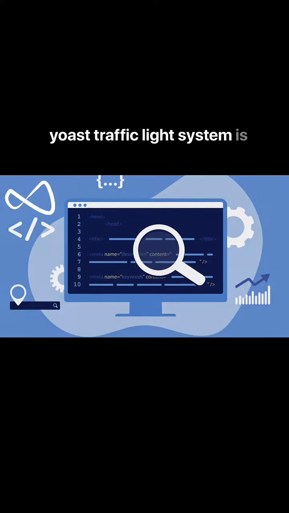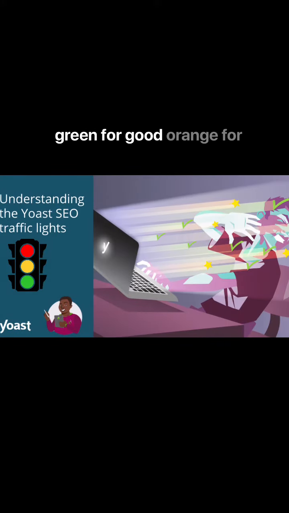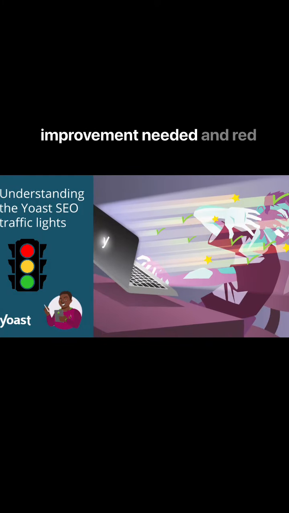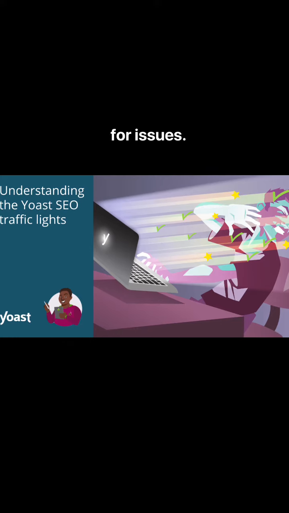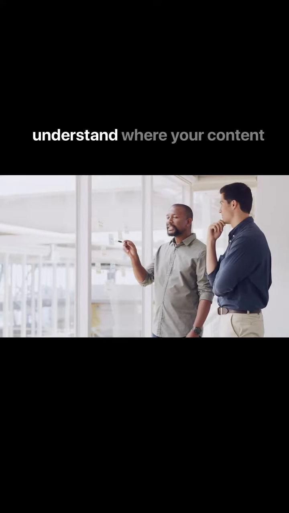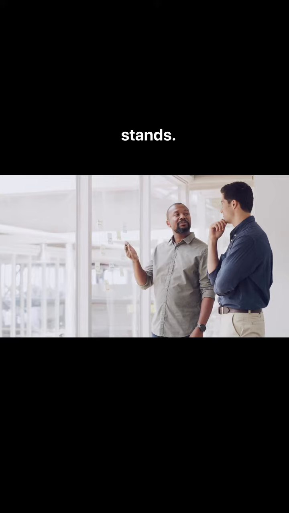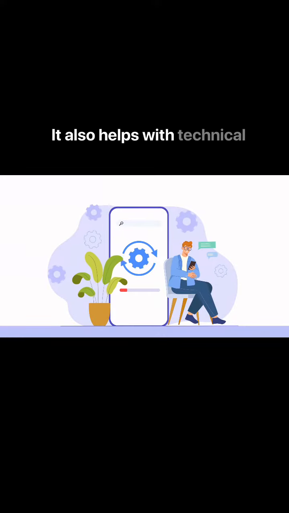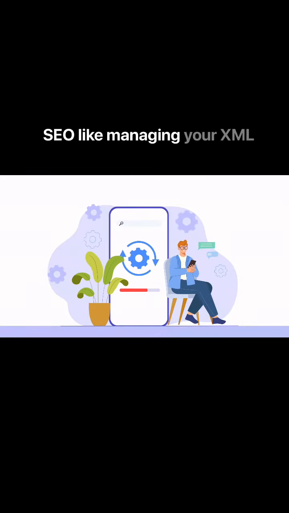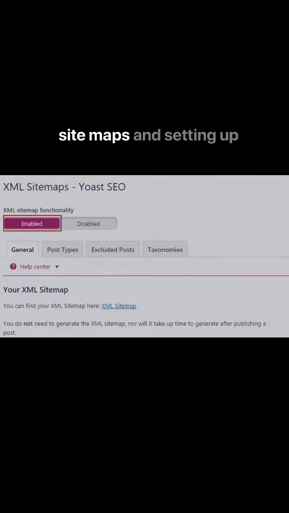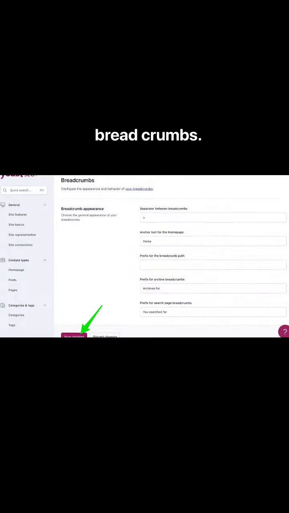Yoast's traffic light system is green for good, orange for improvement needed, and red for issues. This makes it easy to understand where your content stands. It also helps with technical SEO like managing your XML sitemaps and setting up breadcrumbs.